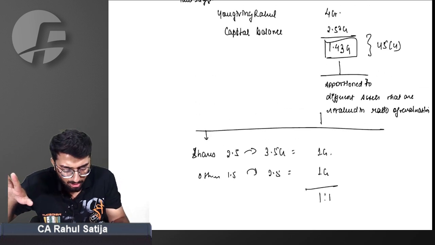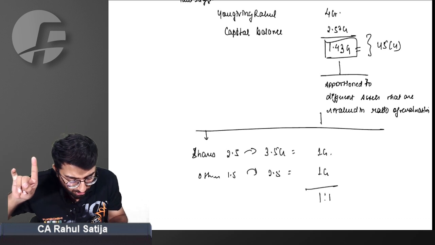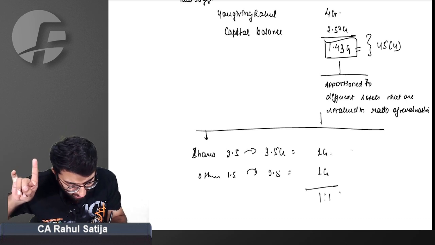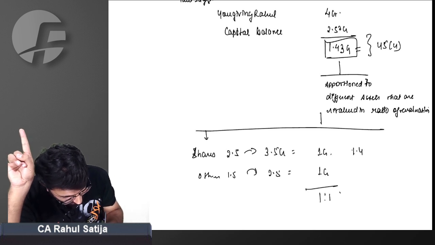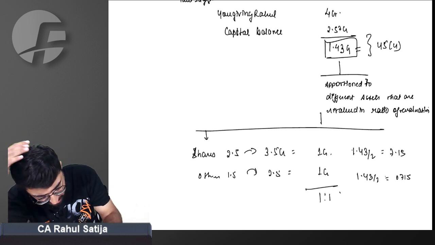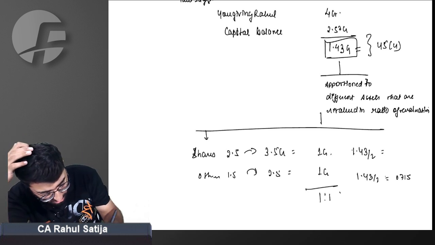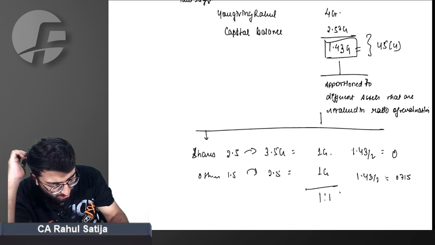How will this capital gain be distributed? You have to distribute this capital gain in this ratio only. For example, 1.43 divided by 2 is nothing but 0.715. This is the apportioned capital gain to shares. Now, what will I do with this apportioned capital gain?